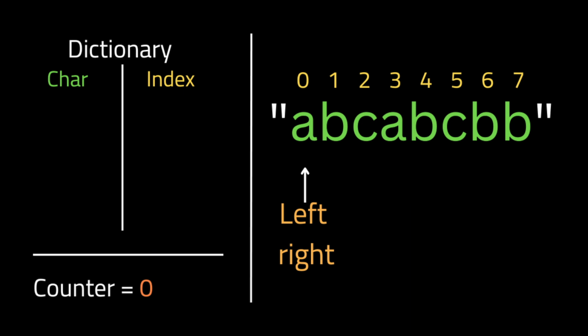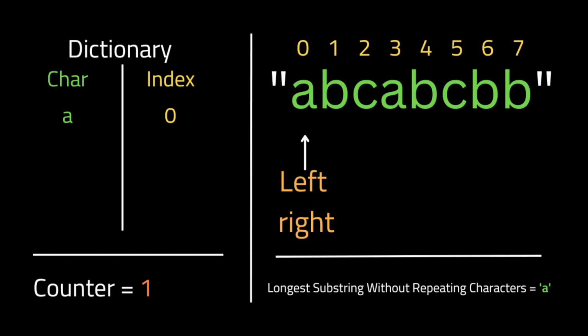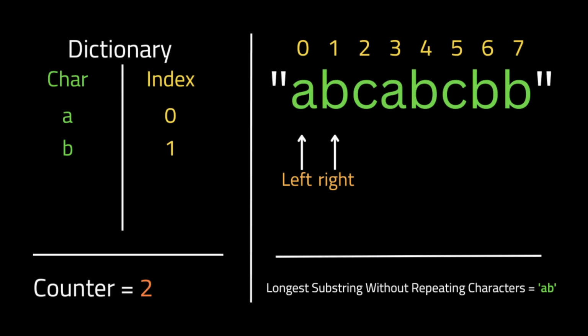Since A is not, we add it as a key and set its value to be the right pointer index, that is 0. Thereafter, we increase the window size by moving the right pointer by 1, which updates the counter by 1 and makes the longest substring, or current length, equal to 1. So the right pointer will now be pointing at the letter B. Since this is the first time we have seen this letter, we give it the value 1, the right pointer index, in the dictionary.